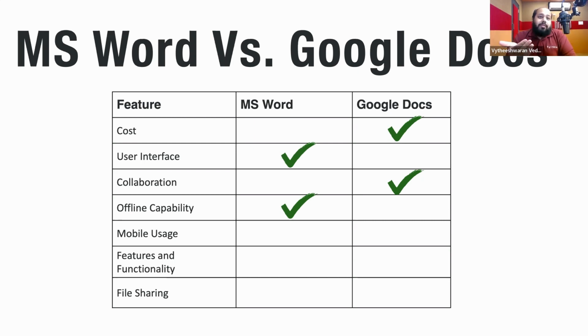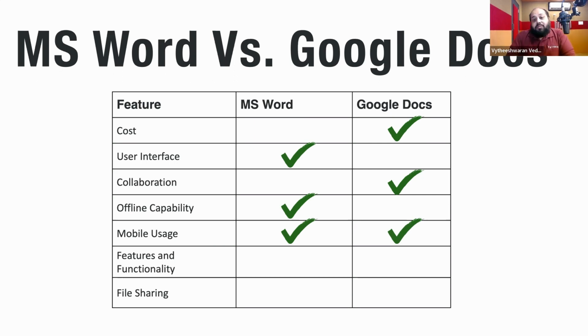From a mobile usage standpoint, I would personally give both software equal score, because both applications have a mobile version. They are equally robust. Both versions are not as good as their desktop counterparts, but from a mobile standpoint, whatever can be done, I personally feel Microsoft Word and Google Docs are more or less the same in terms of usability. So they get equal scores.